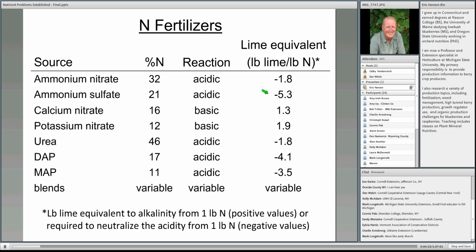And we'll talk about ammonium sulfate as being a great nitrogen fertilizer for blueberries. Well, one of the reasons for that is it's so acidifying. For every pound of nitrogen you supply as ammonium sulfate, you'd have to supply 5 pounds of lime just to neutralize the acidity.